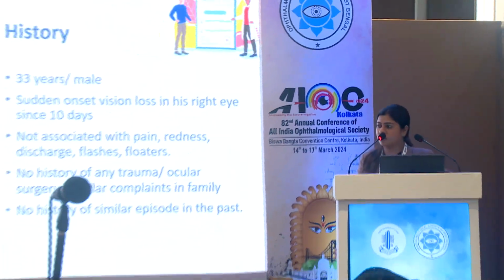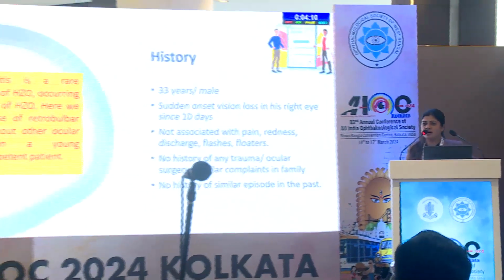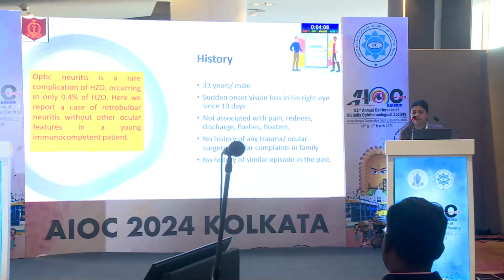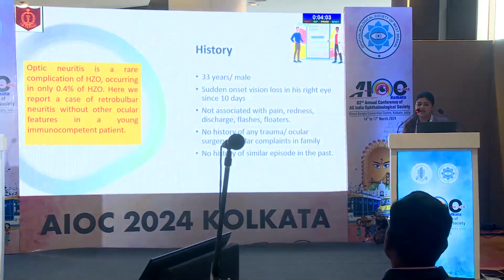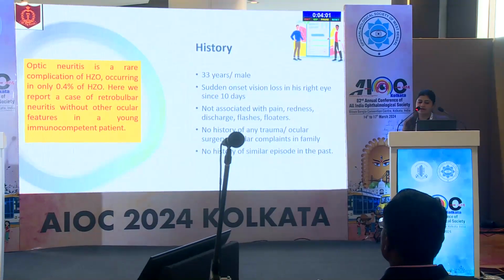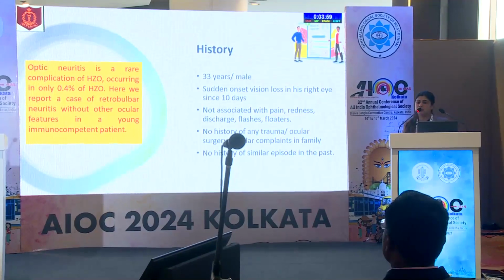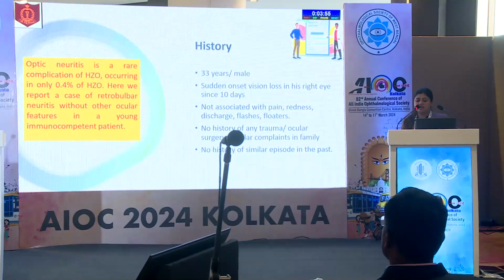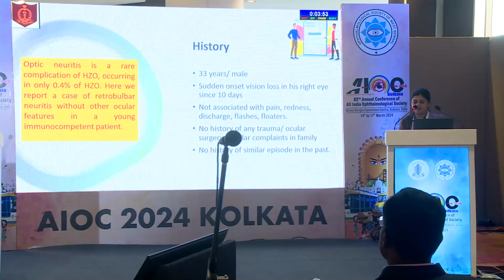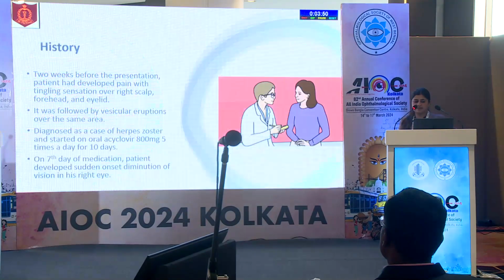He was an immunocompetent patient with no known comorbidities. He presented with a sudden onset visual loss in his right eye since 10 days, which was not associated with pain, redness, discharge, flashes, or floaters. There was no history of any trauma, no history of any surgery or any complications, no similar complaints in the family, and no such episodes in the past.